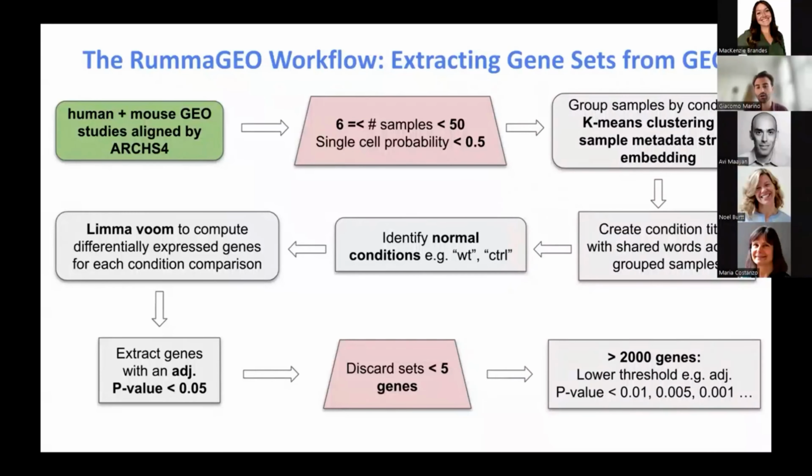After this, we can look and see if we find any keywords that would denote a normal condition, such as wild type or control, and then use limma-voom to actually compute differential gene expression signatures and extract up and down gene sets based on the adjusted p-values. We'll basically just discard sets where there weren't enough significantly differentially expressed genes, so less than 5. And for those that are greater than 2,000, we incrementally lower the threshold to get below that number.